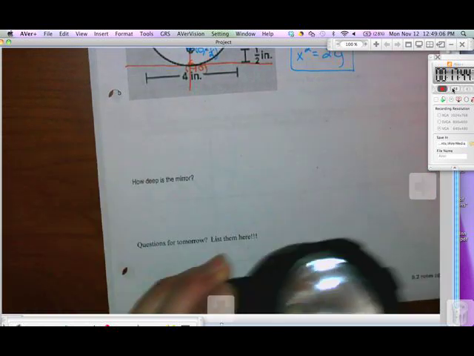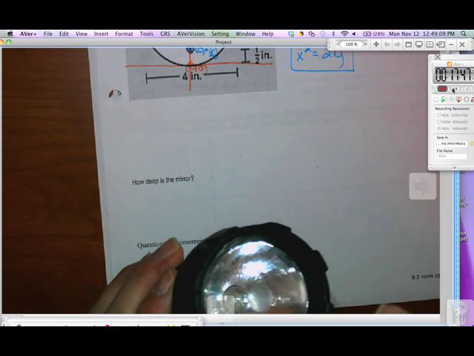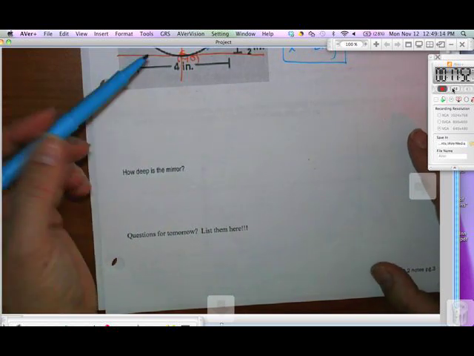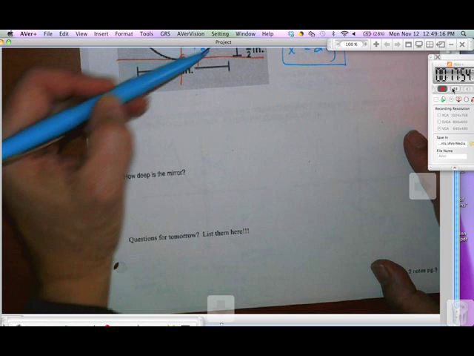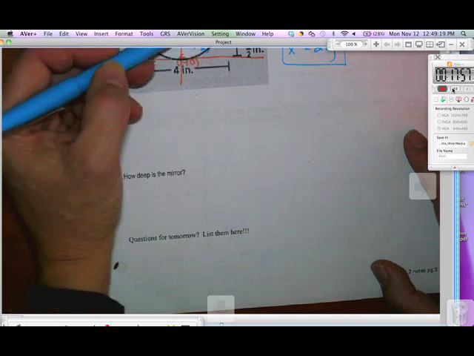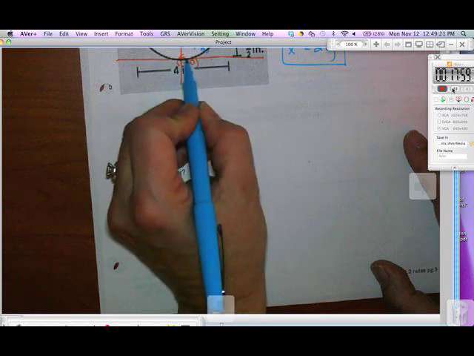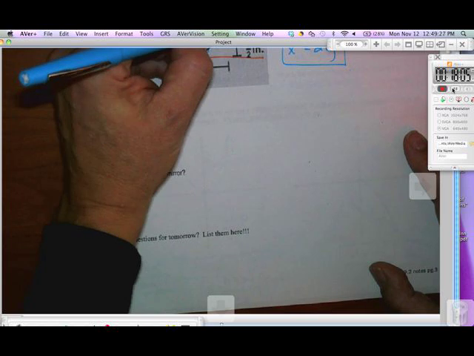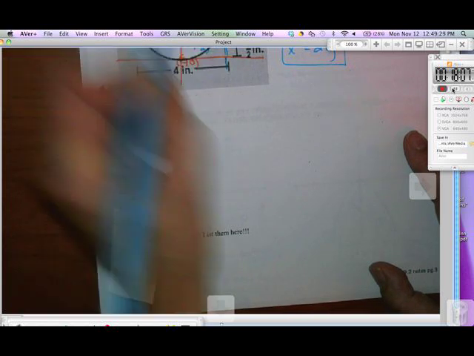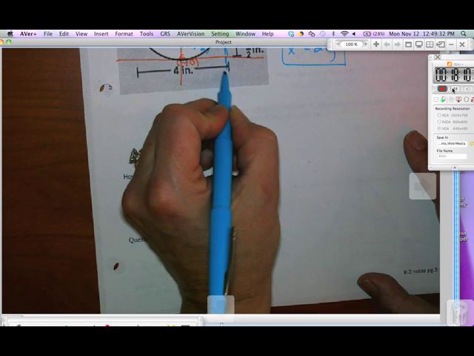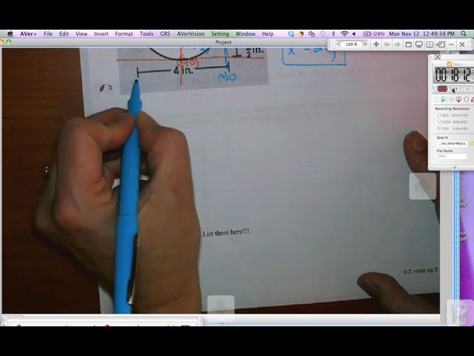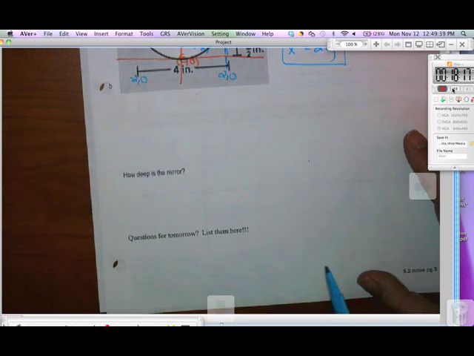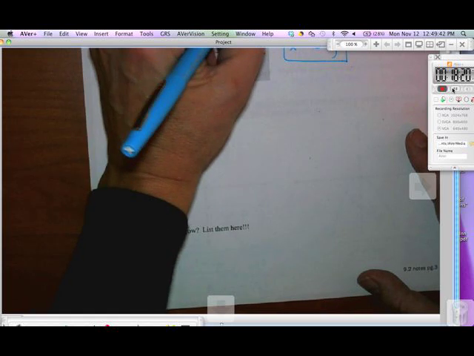All right, now it says how deep is the mirror? So I want to know how deep that bowl is. It's not where the focus is, actually. The depth, if I think about it, is going to be the y value at the outer part of the bowl. So if I go down like this, and if this is the x and y axis, I know that this point is 2. It's 2 over here and 2 over here. So this is actually going to be at 2 here as well.